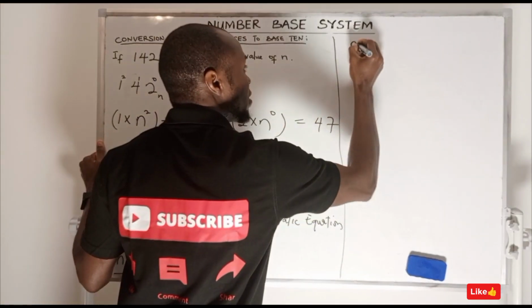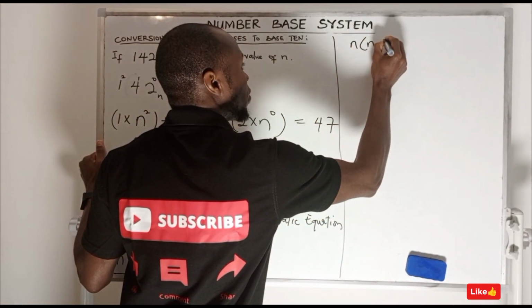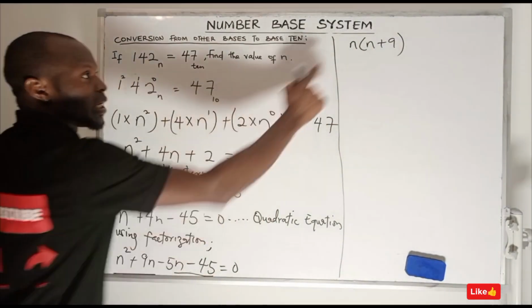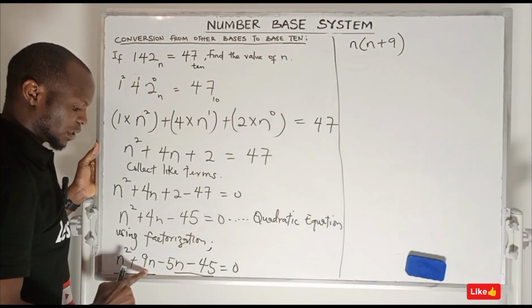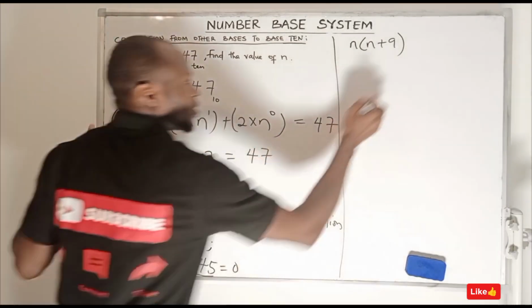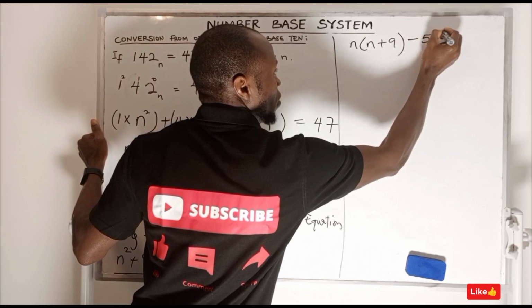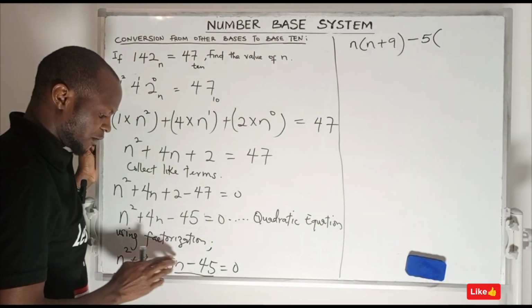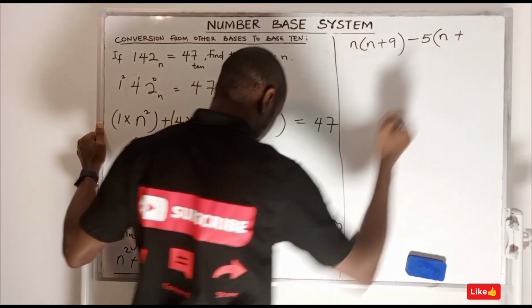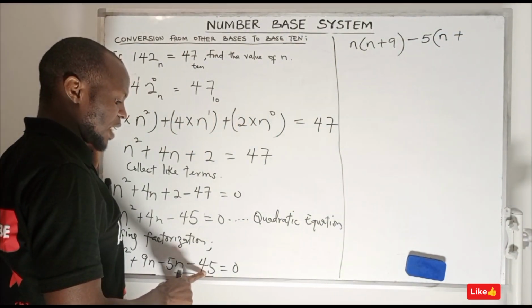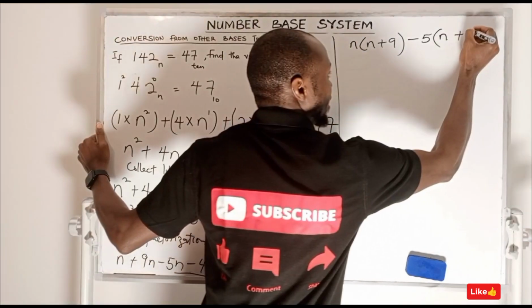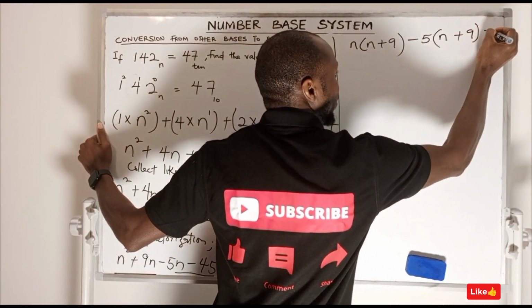So we have n into bracket n plus 9. N times n will give me n squared. N times plus 9 will give me plus 9n. What is common to these two? It will be minus 5. Minus 5 is common, okay? If you remove minus 5 from this, you have n left. N plus, how many 5 can you find in 45? It is 9, equivalent to 0.